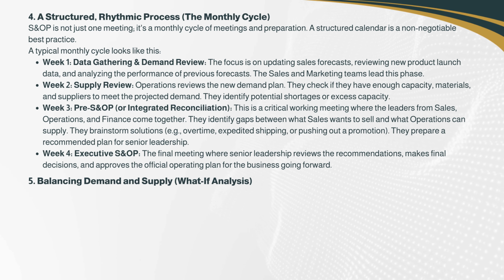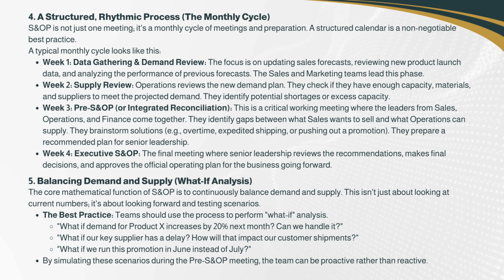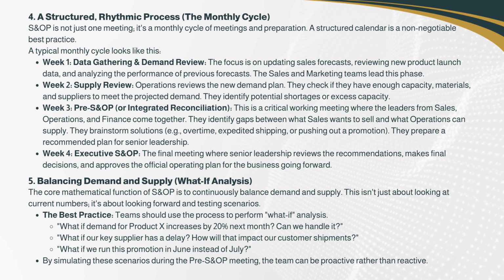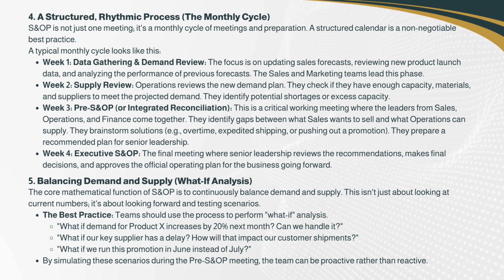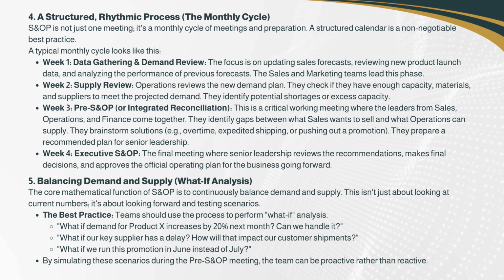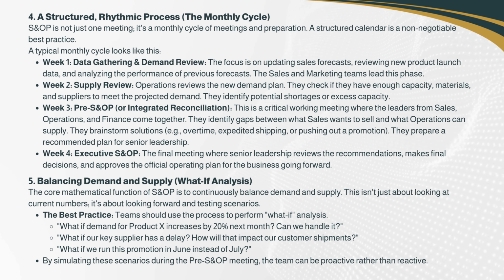5. Balancing demand and supply. What-if analysis. The core mathematical function of S&OP is to continuously balance demand and supply. This isn't just about looking at current numbers. It's about looking forward and testing scenarios. The best practice. Teams should use the process to perform what-if analysis. What if demand for product X increases by 20% next month? Can we handle it? What if our key supplier has a delay? How will that impact our customer shipments? What if we run this promotion in June instead of July? By simulating these scenarios during the pre-S&OP meeting, the team can be proactive rather than reactive.